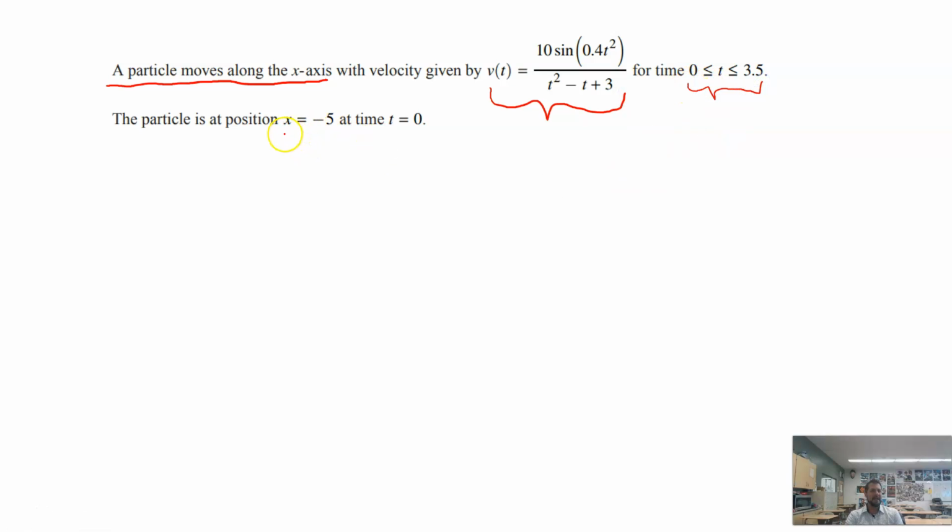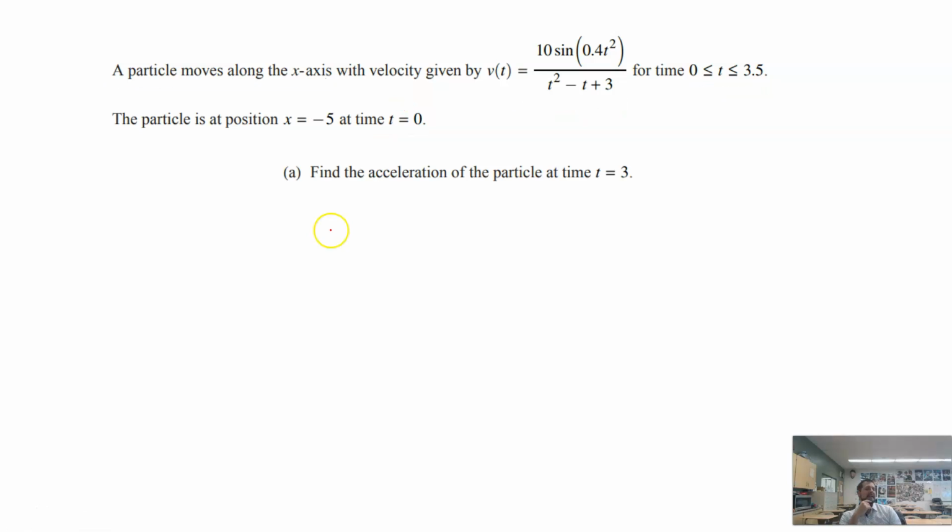And then they give us the particle's beginning position. And notice again that happens at time equals 0, which will be important when we get further into the problem. So letter A says find the acceleration of the particle at time equals 3. Well, in order to find the acceleration, we just need to take the derivative of the velocity and then plug 3 in. So really I want to go v prime of 3.